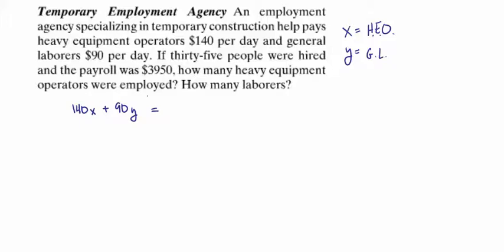And together, when 35 people are hired, we have a total payroll of $3,950. The second equation in this case is going to be the total number of workers. The heavy equipment operators plus the general laborers, we're told, has to equal 35. And so now we have our two equations. We can solve them using the elimination method or the substitution method. We probably are not going to use the graphing method here.